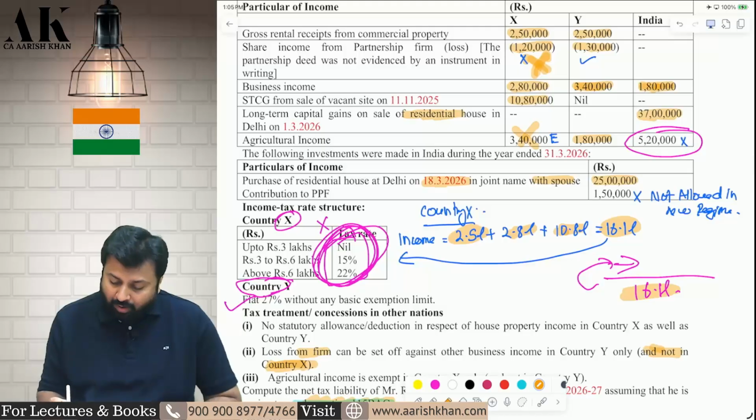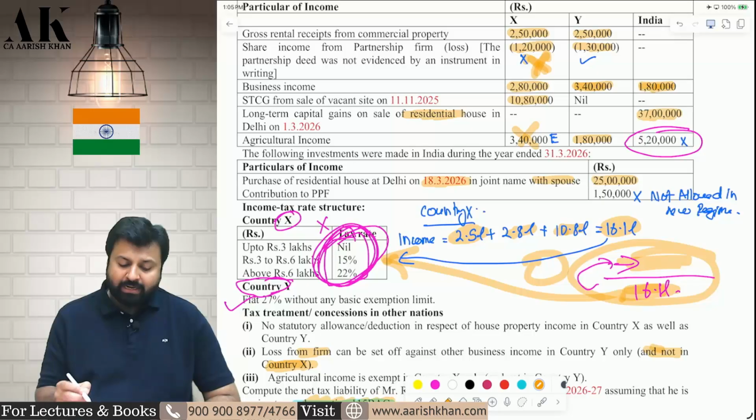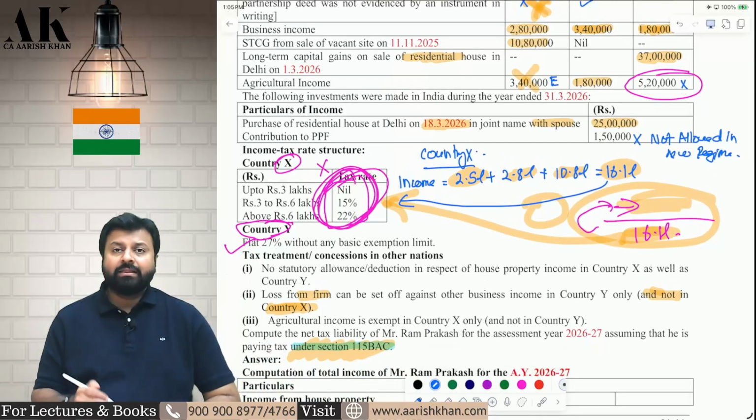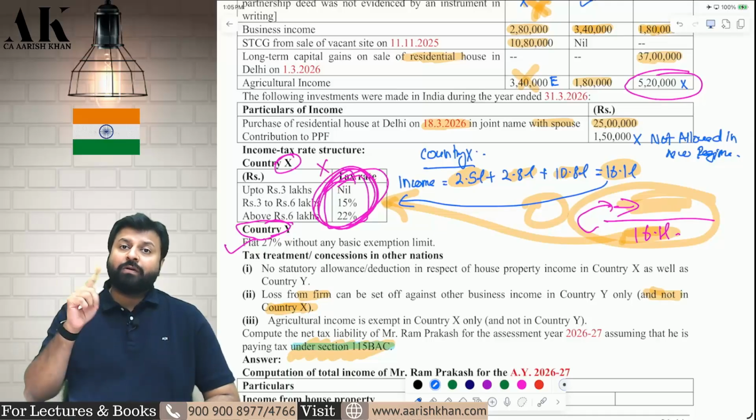This is your denominator. On this denominator, apply this slab rate. You will get the tax. After you get the tax, you will get the average rate. Now that average rate you will compare with Indian rate. And now you will compare the average rate, whichever is lower, and now you will apply that on doubly taxed income.